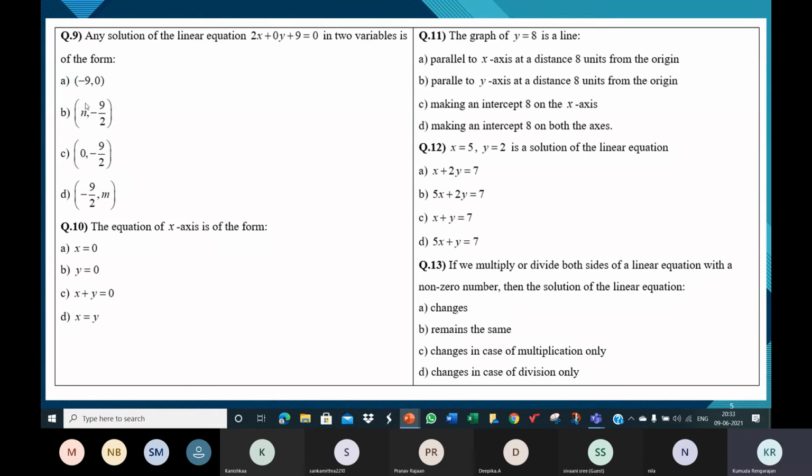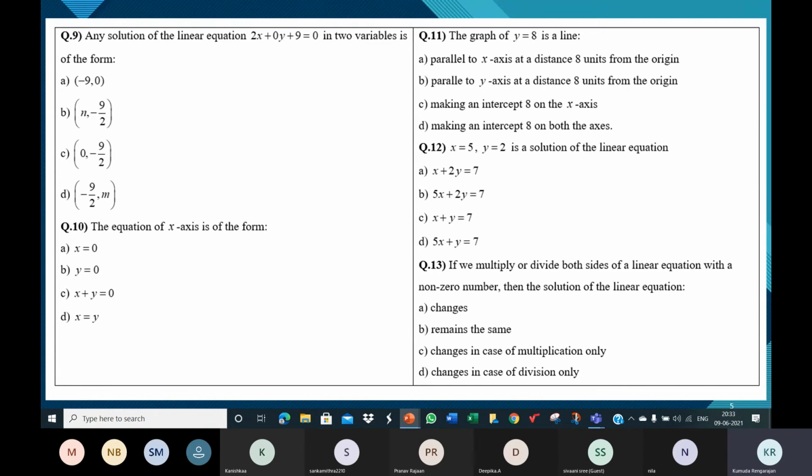See, children, it can also be x comma minus 9 by 2. They have not given a constant. The x coordinate is not a constant, children. X coordinate is a variable. That means it can take any value. But what is y? In place of the y coordinate, we have minus 9 by 2, which is a constant. Meaning the y coordinate is always minus 9 by 2. X can be anything. That means y is equal to minus 9 by 2.